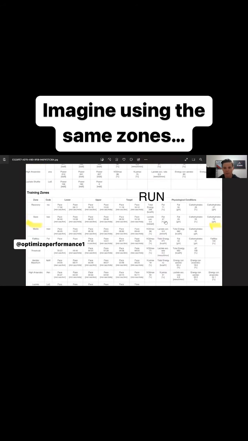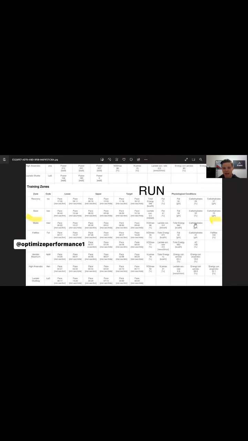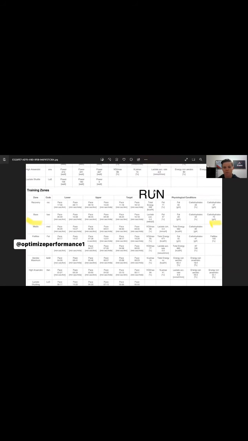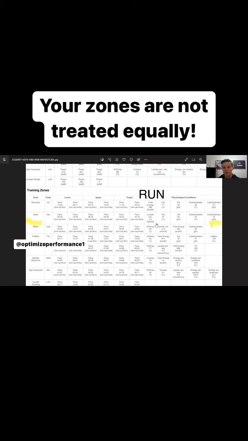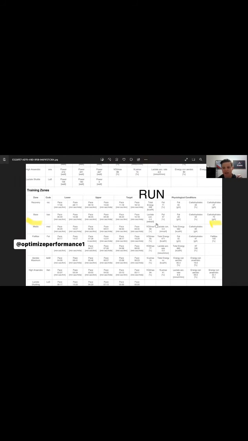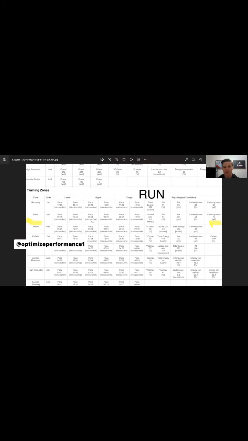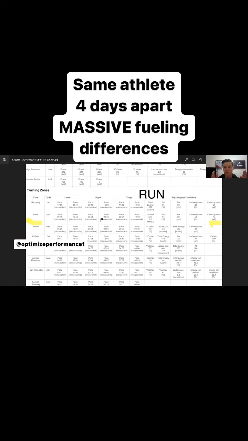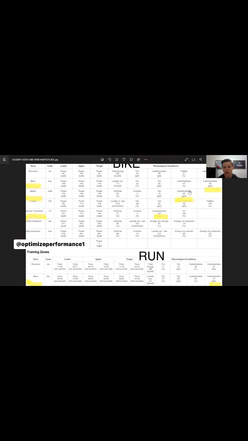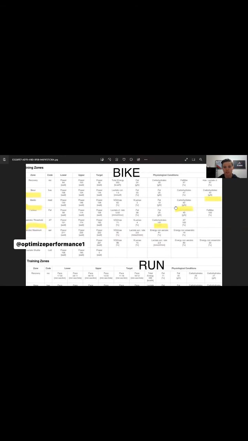Okay. Now that middle zone, 83 grams of carbs. So imagine again, if those zones, if you're trying to keep them exactly the same, it's not going to be accurate. Okay. And I know we're going to talk heart rate data, wattage, etc. But this is just a plain example of the same athlete. These tests were done 4 days apart and how different their fueling strategies are between zones, especially cycling.